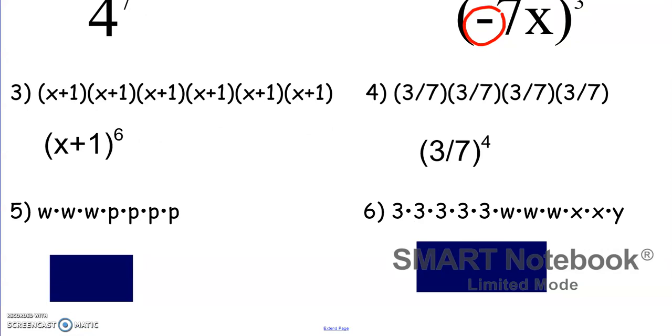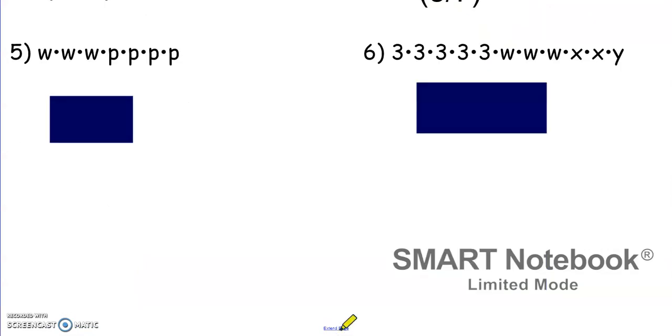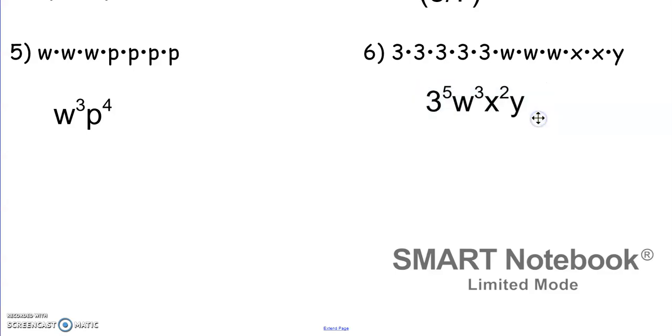Number 5, we have 2 different bases. We have w and p. W is repeated 3 times, p is multiplied 4 times. So w to the 3rd times p to the 4th. And last but not least, problem number 6, we have 4 different bases here. We have 3, w, x, and y. So your final answer is 3 to the 5th times w to the 3rd times x to the 2nd times y.